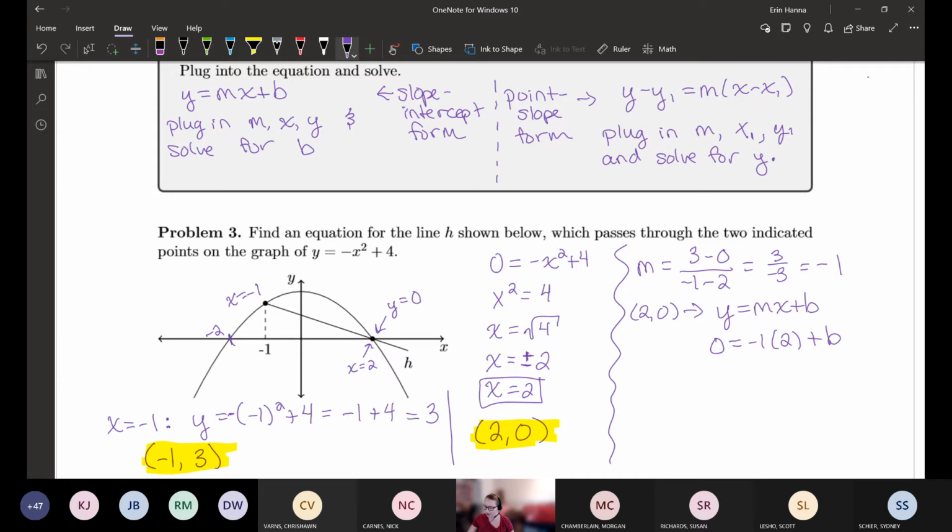So we'd have -2 there. We would add the 2 over to the other side. We'd get that 2 would be equal to our b value. And then the very last thing you need to do is to just actually write the equation with the correct m and b value. So our slope was still -1. Our b value is 2. So our equation is y equals -1x plus 2. Of course, you could just write it as -x plus 2. That's usually how I'll write it. But that -1 can be there as well if you wish.